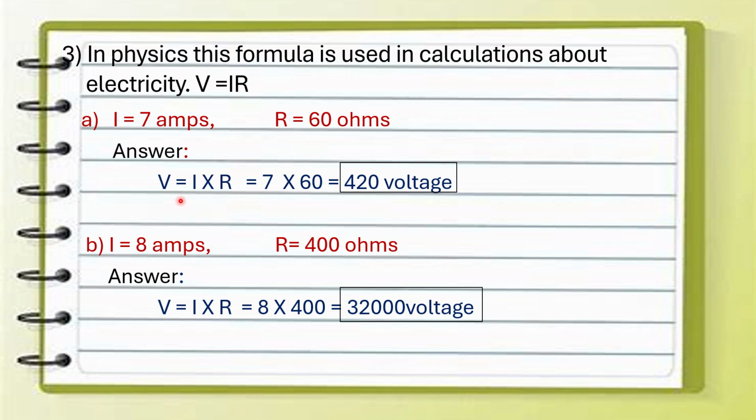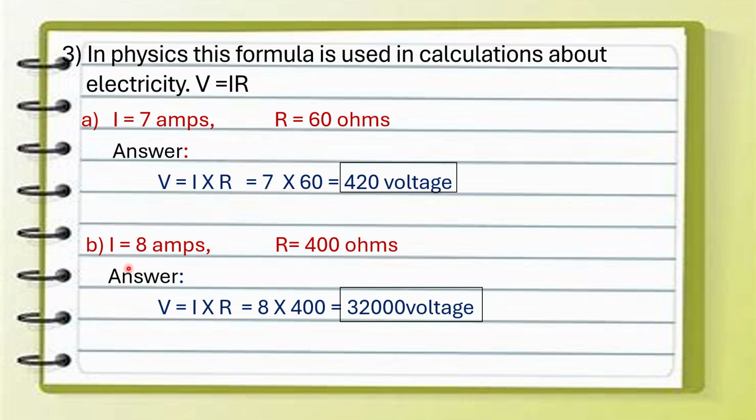So what is that formula? V equals I into R. So what is our I value? That is 7. What is our R value? That is 60. What we have to do now? We should substitute these values. So 7 into 60. So 7 into 6 is 42. Just add the 0 to the end of this number. So the answer is 420 volts.